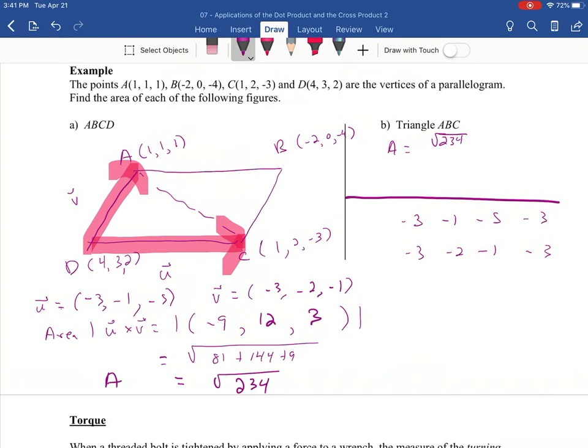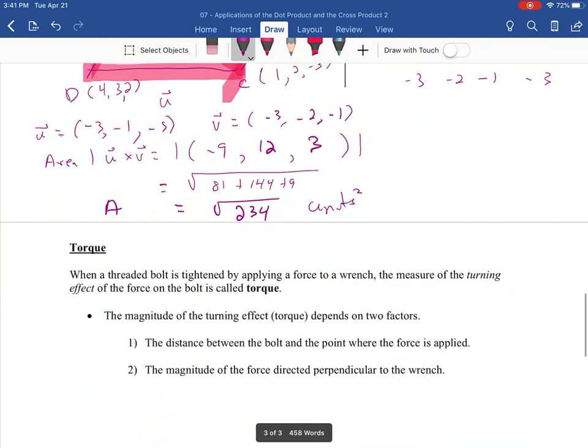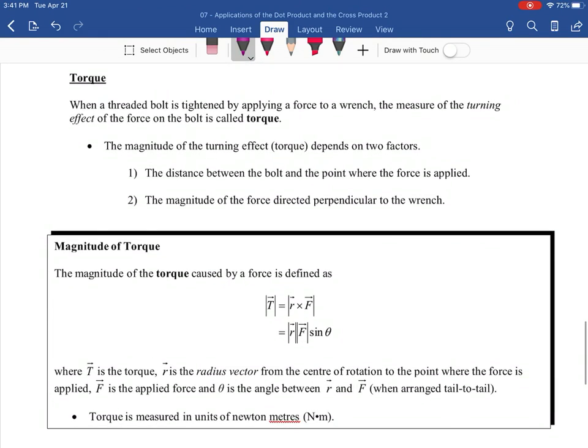Now, if you just want the triangle ABC, which is just half of that. So the area of triangle ABC is root 234 divided by 2. And again, no units given here, so it's just units squared. So finding area of a parallelogram is the second application we look at today of dot and cross product.